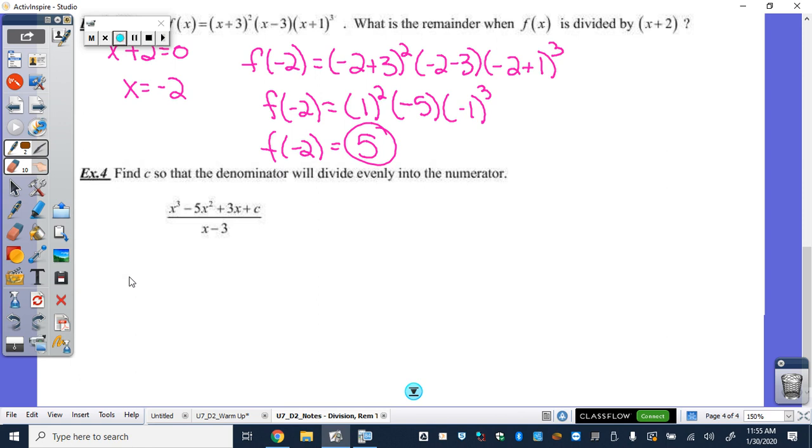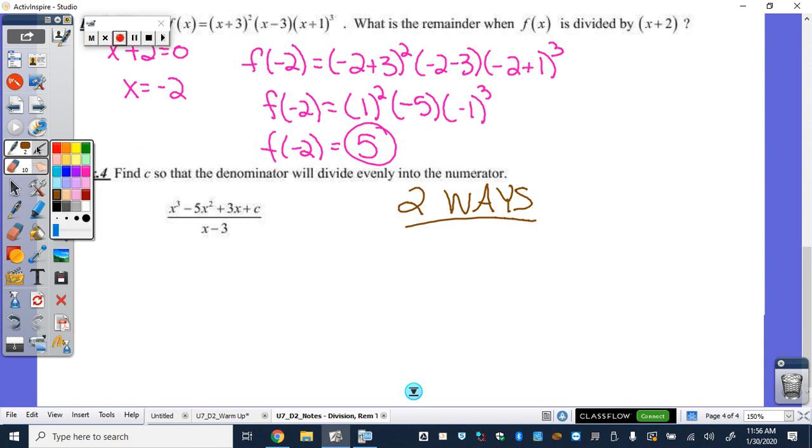And then our last one for today, we have find c so that the denominator will divide evenly into the numerator. So for this one, we got 2 ways we could figure this one out. Only 2 because long division, that's not going to help us figure this one out. But our synthetic division or the remainder theorem will help us figure this one out pretty well. So if we want it to divide evenly, that means our remainder is a what? 0. Divide evenly means I want to have a remainder of 0.